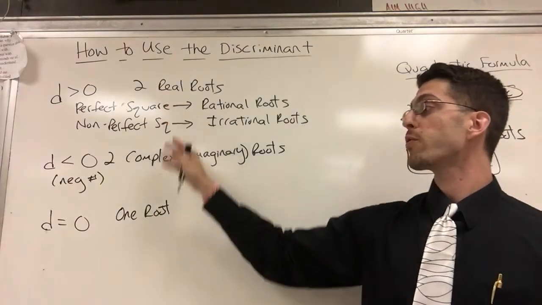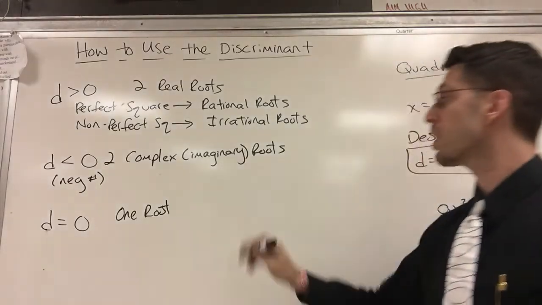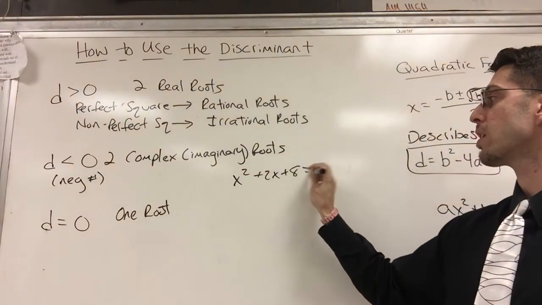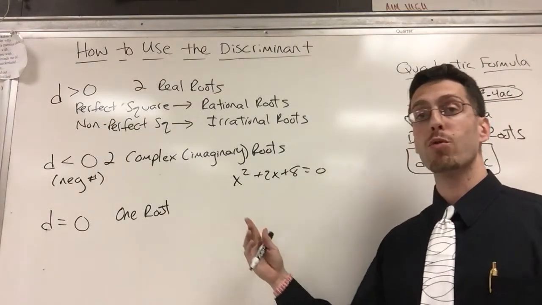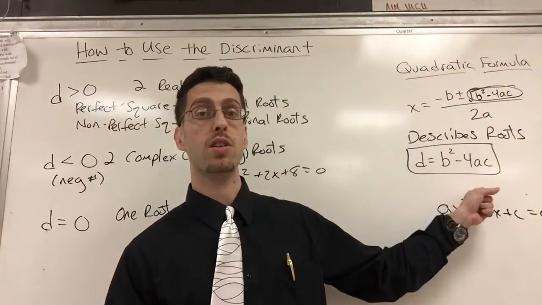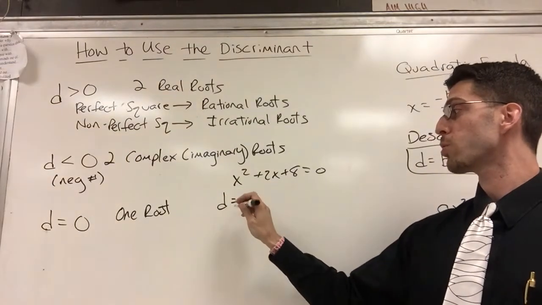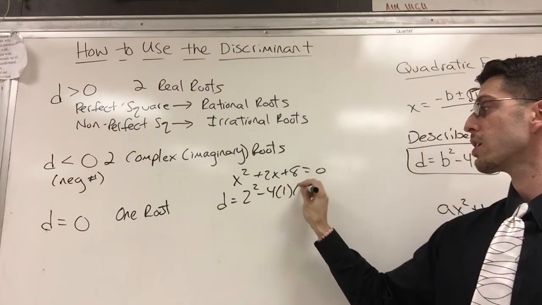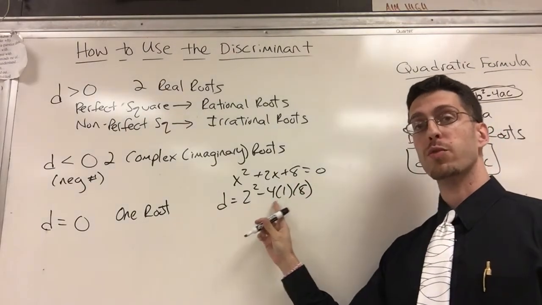All right, so these are your 4 categories. Let's run through one example and you get the idea. Let's say you're given x squared plus 2x plus 8 equals 0, and you're asked to describe the roots without actually finding the roots. So I don't need this equation here. I'm just going to use a discriminant real quick. I'm going to say my discriminant is equal to 2 squared minus 4ac. That's it, right? B squared minus 4ac.